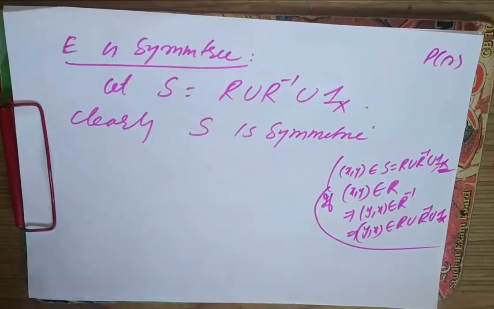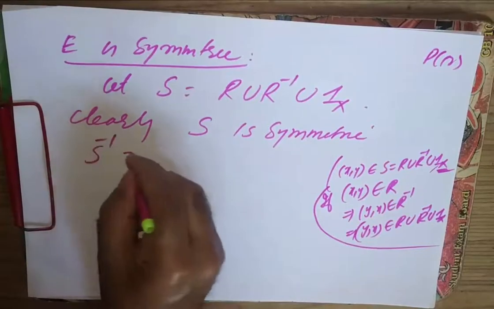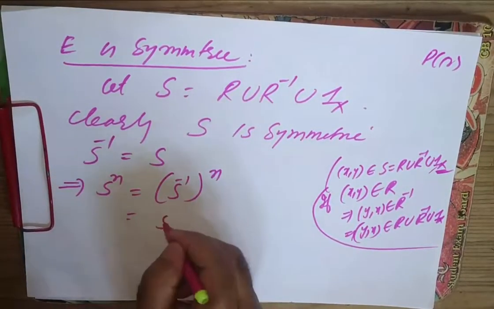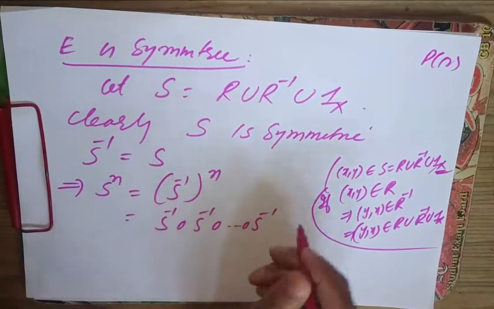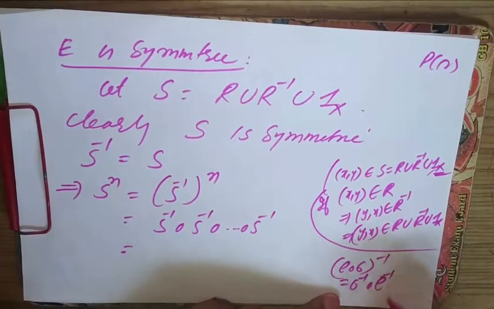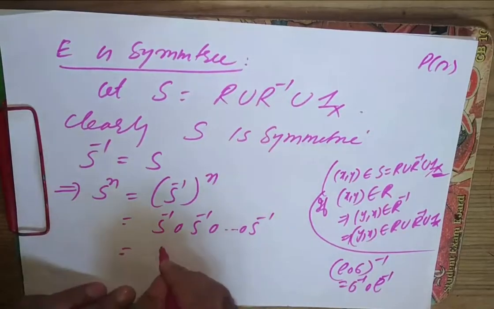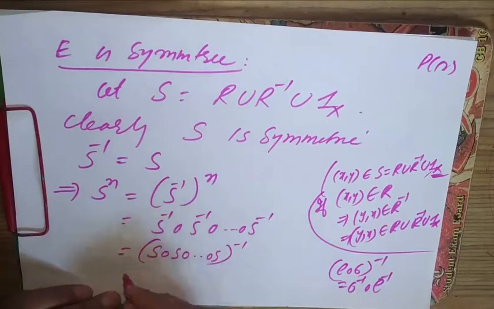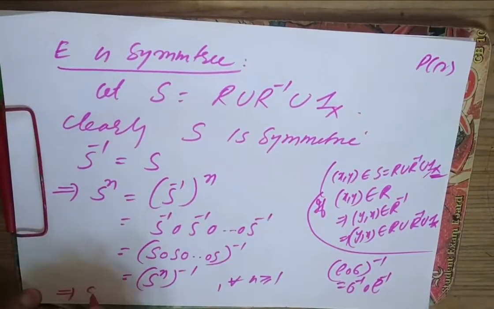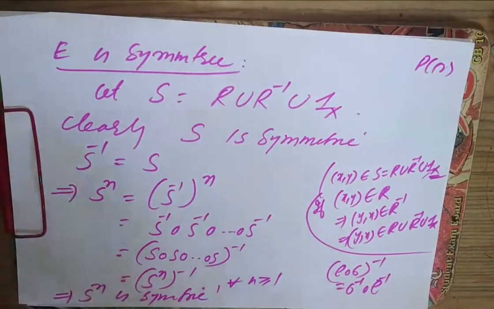Then we need to show that Sn is also symmetric. But what is Sn actually? S is symmetric means S inverse is equal to S. So Sn, which is equal to S inverse whole n, is S inverse composed n times, by definition. We know that the inverse of the composition of rho and sigma is sigma inverse composed with rho inverse. The S's change their positions, but it is the same S everywhere, so it is equal to the inverse of S composed with S, n times, which is Sn whole inverse. So Sn is equal to Sn inverse for all n greater than or equal to 1, which means Sn is symmetric.